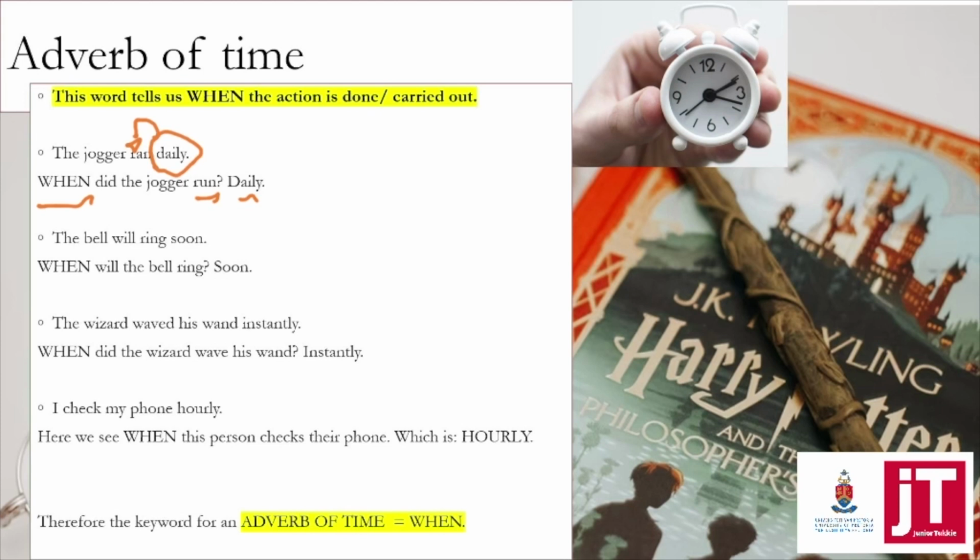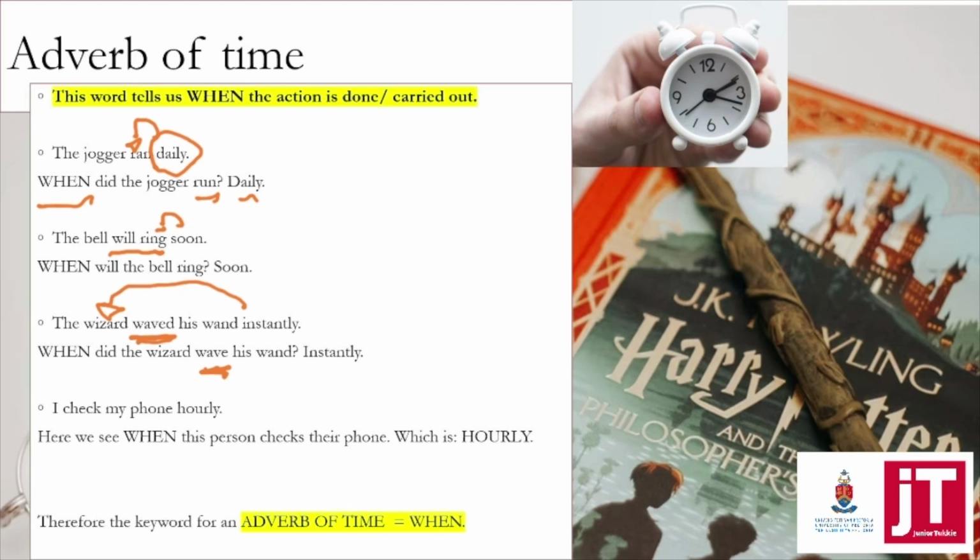The bell will ring soon. Okay, what is the verb in this sentence? Will ring is the finite verb. When is it going to ring? Soon. The wizard waved his wand instantly. Okay, when did the wizard wave his wand? Instantly. Do you see how it's not giving us any detail about the wizard really? But it is telling us about how he waved his wand. Okay, so it's an adverb.